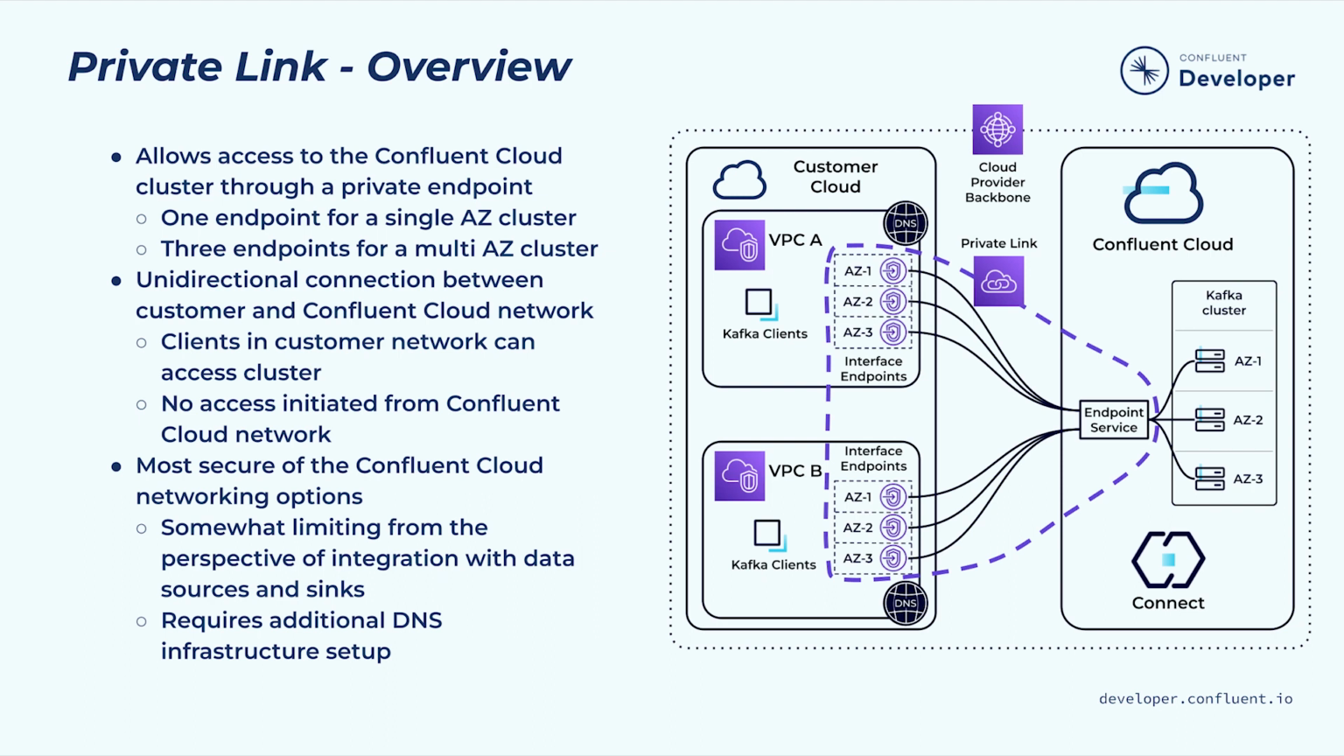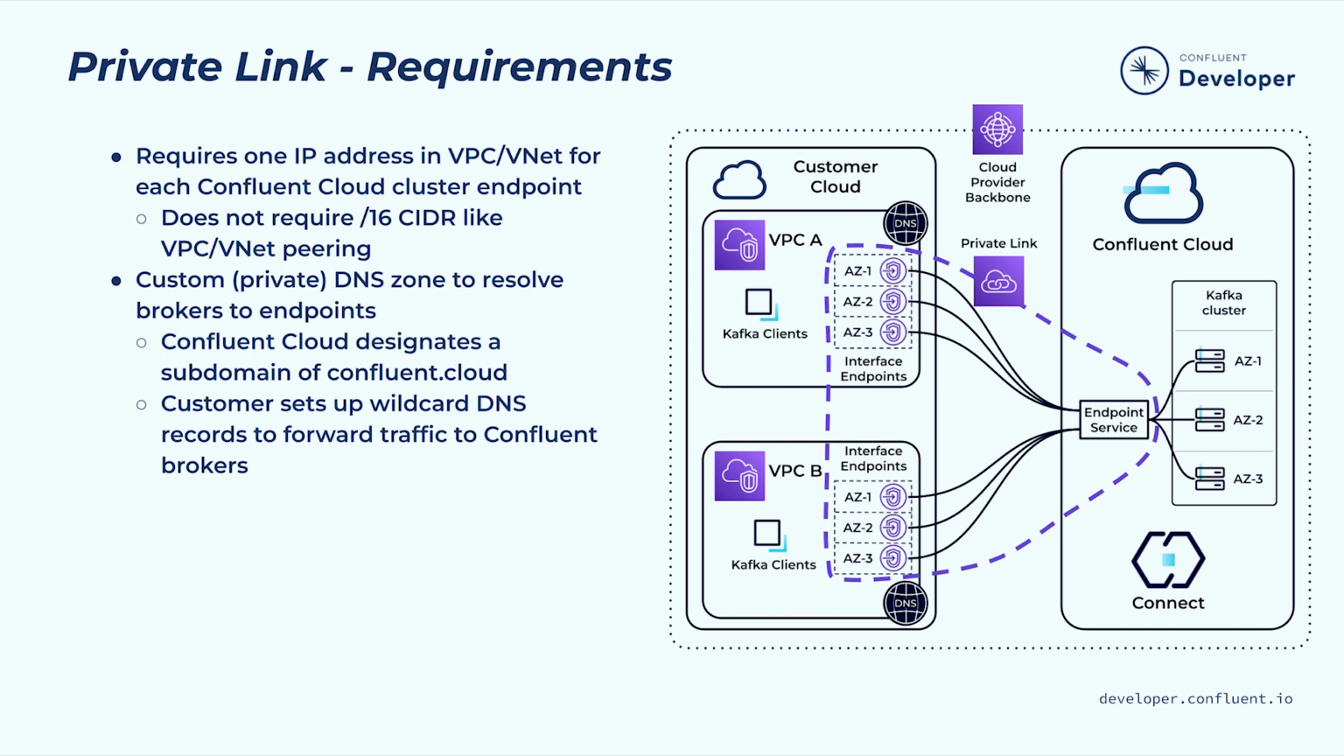Private Link is one of the most secure options from a cloud networking perspective, and it is also easier to set up from an IP address range perspective. It is a little bit limiting though from an integration perspective if you're looking at using fully managed connectors. Because we can't access your network, we can't directly integrate with your data sources and your data sinks. Additionally, we require some extra effort to set up the DNS infrastructure to support Private Link. If you can meet the DNS requirements and don't need fully managed connect, Private Link is a really solid solution.